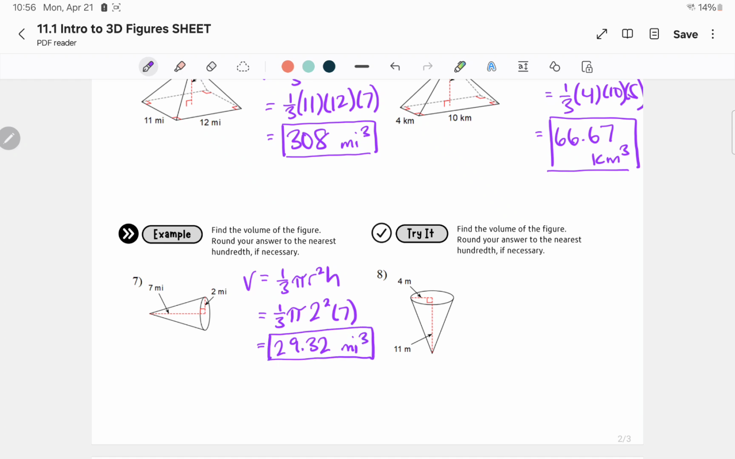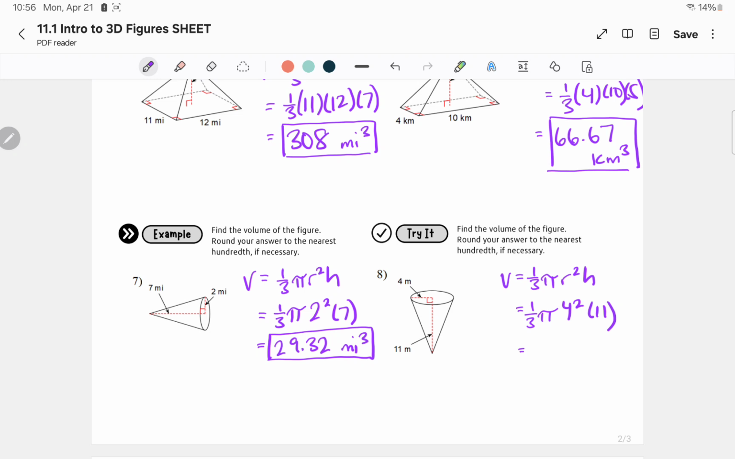All right, go ahead and try number 8. All right, so hopefully you did 1/3 pi r squared h. Our 1/3 and our pi do not change. The radius in this case is 4, and the height in this case is 11.